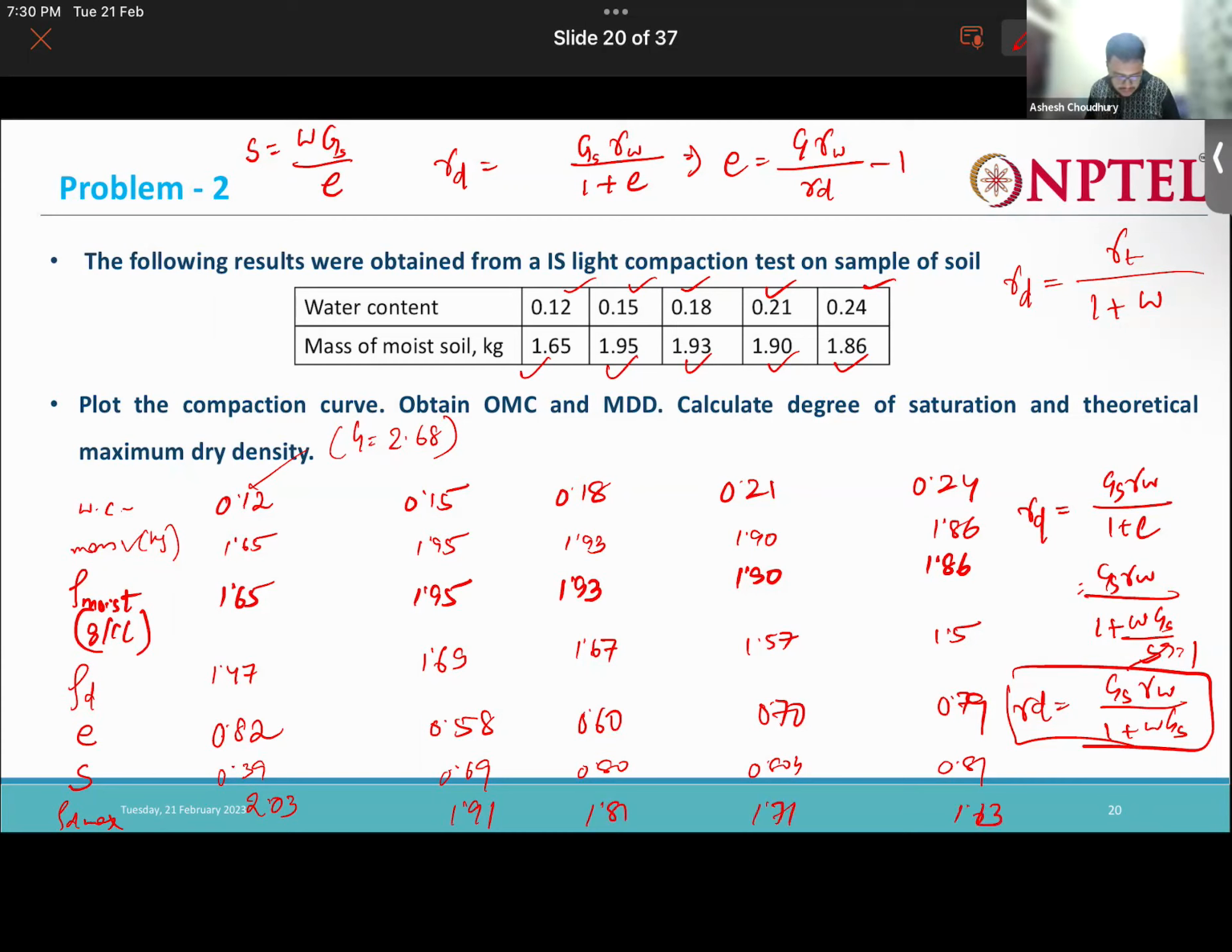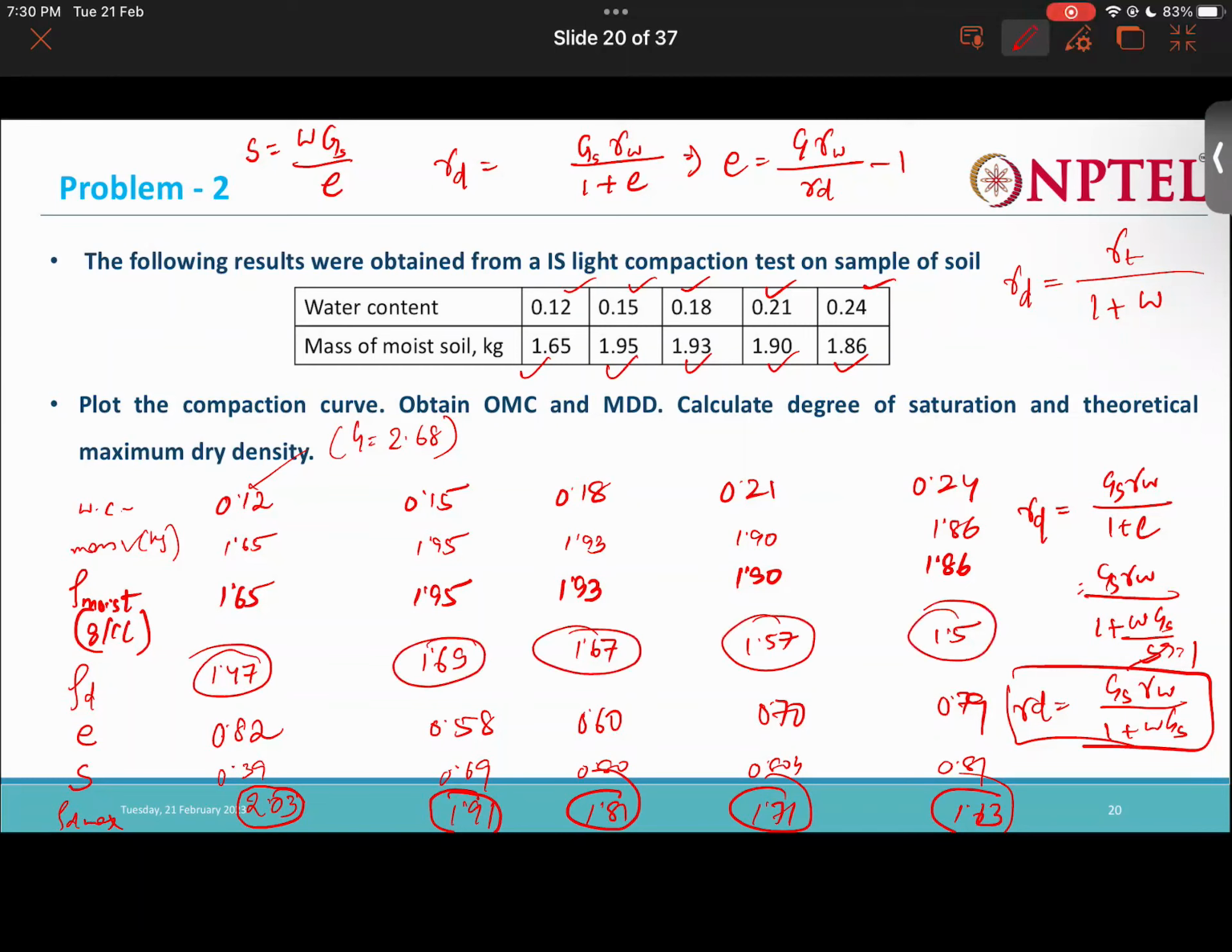You see that theoretically the dry densities that are possible are these values, right? Theoretically, these are the maximum possible values. But what you obtained, you obtained only this much, always less than the theoretical value, right? Always less than the theoretical.